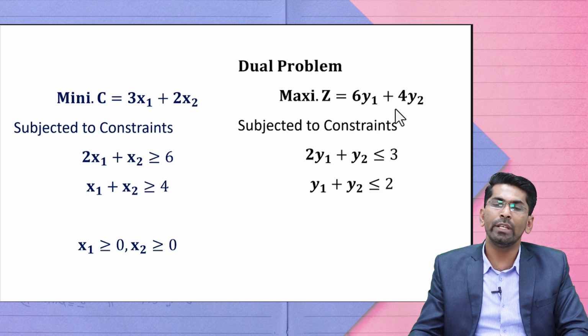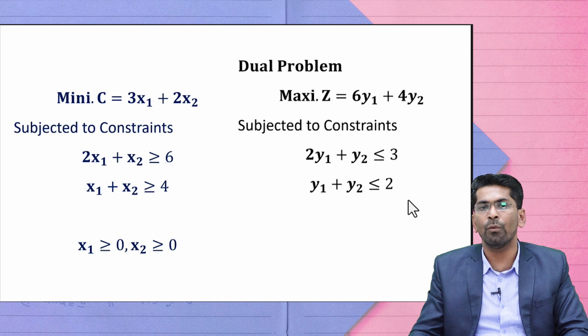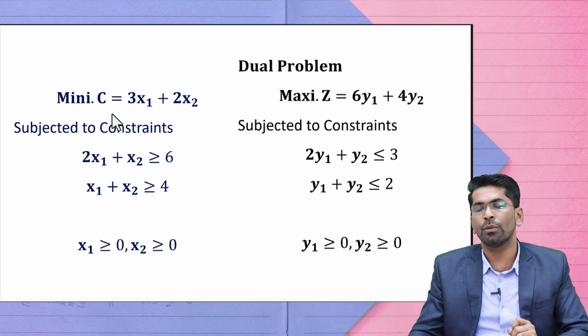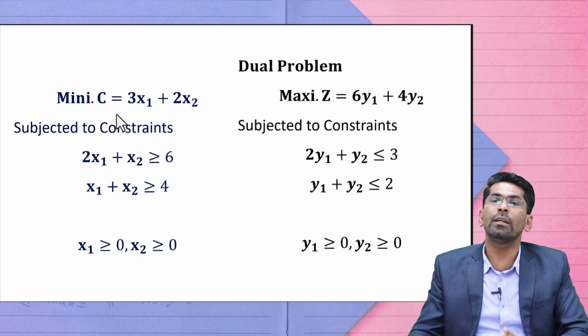Now we have two decision variables here, that is y1 and y2, and these two decision variables are assumed to be greater than or equal to 0, that is, the decision variables must be positive. So in this way we can find the dual of the given primal problem. The primal problem was the minimization of cost, which we have converted in the dual problem into maximization of the profit, which is 6y1 plus 4y2.